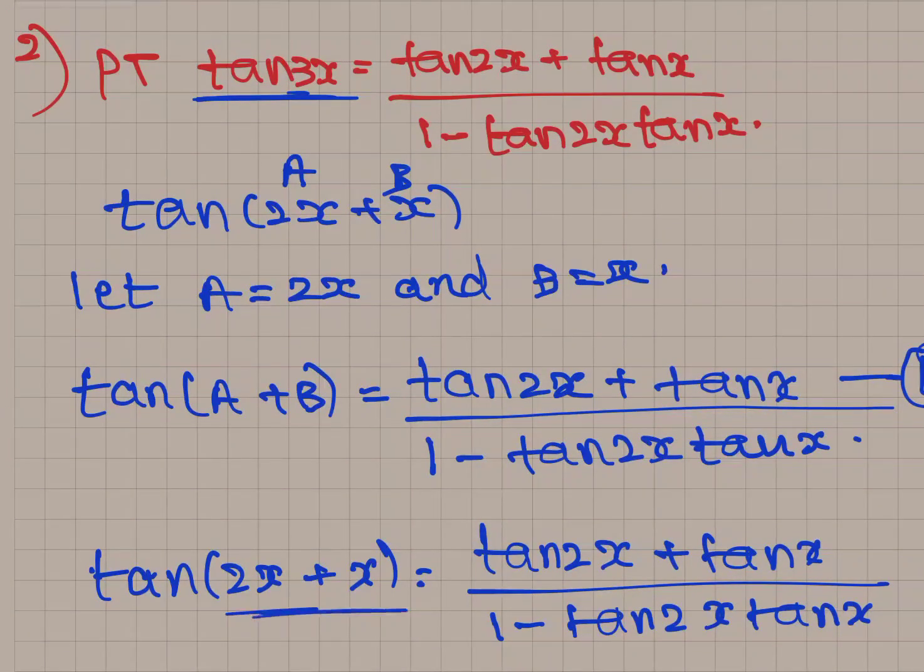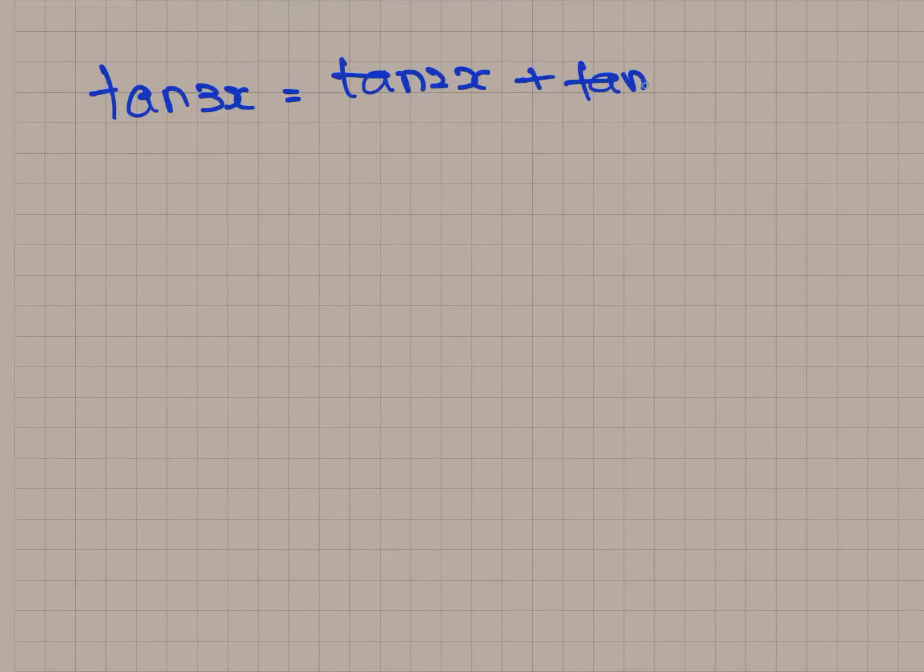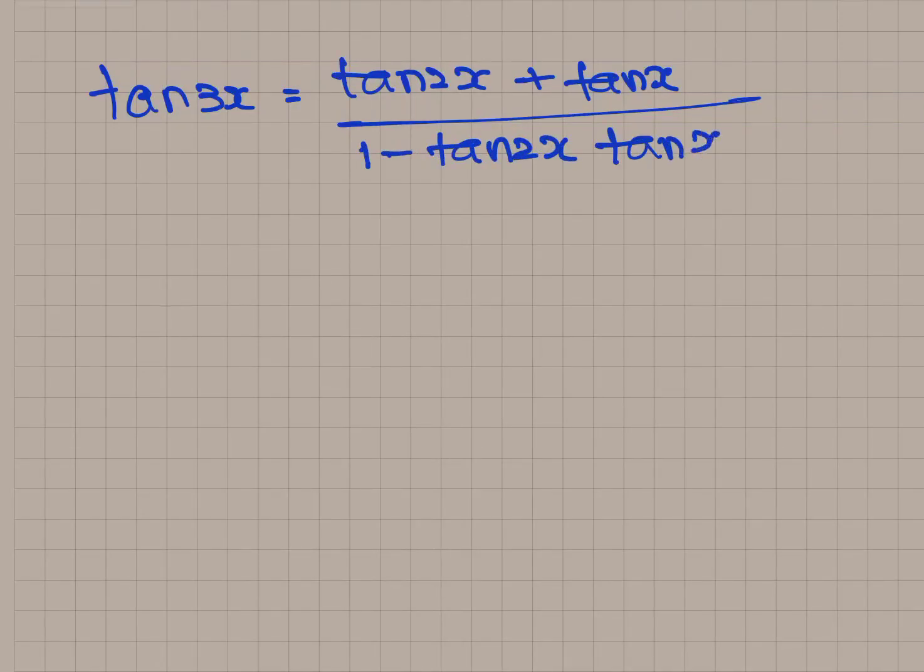Now, 2x plus x is 3x. We have already split this, so the final answer is tan 3x is equal to tan 2x plus tan x upon 1 minus tan 2x tan x. Hence proved.